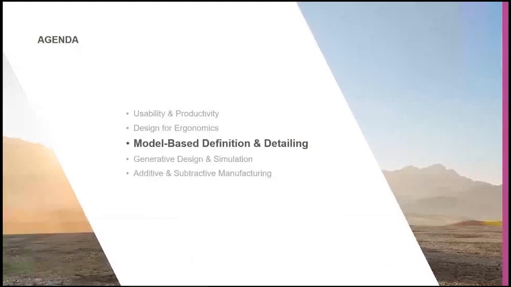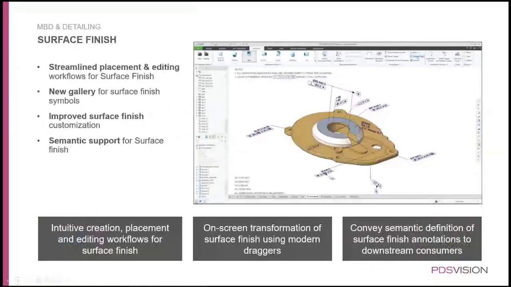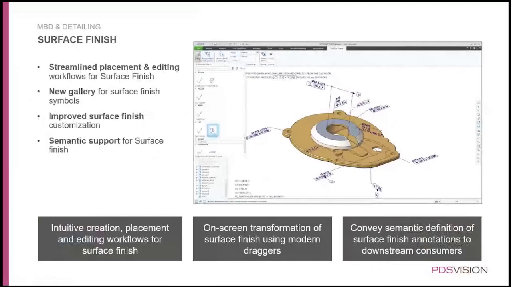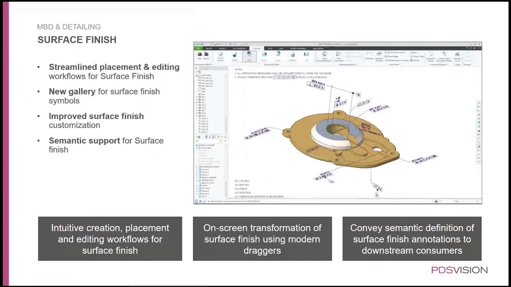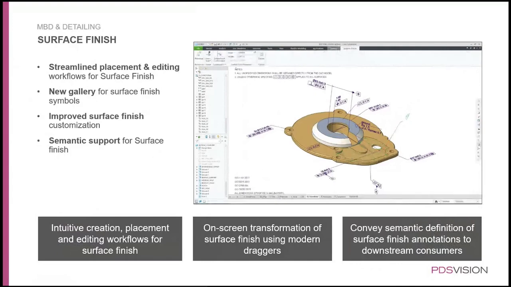Then we will jump to model-based definition, and there are quite many new things in there, and in detailing as well. When it comes to surface finishing, the symbols required a bit of upgrading due to the fact that the standards have been changed as well. And now PTC has provided a very nice set of tools to put those surface markings on, and also to support the latest surface finishing standards.